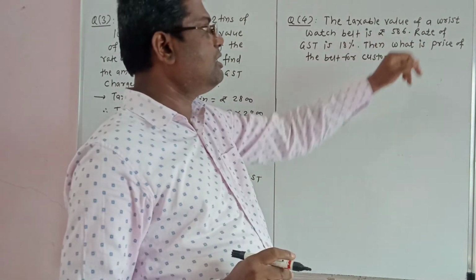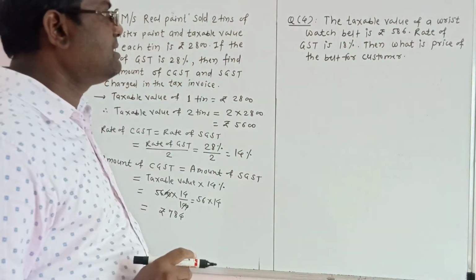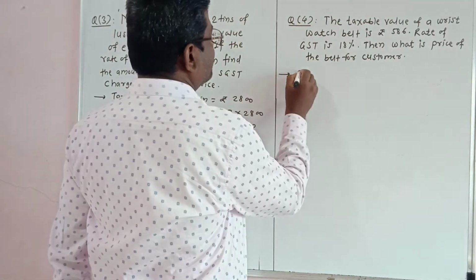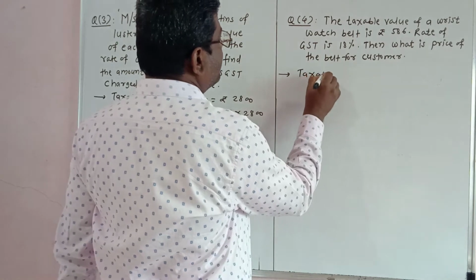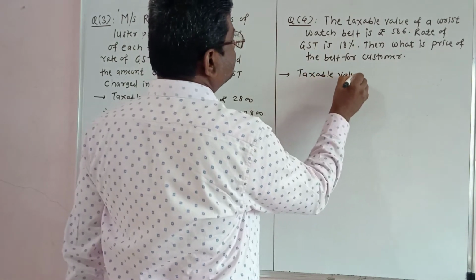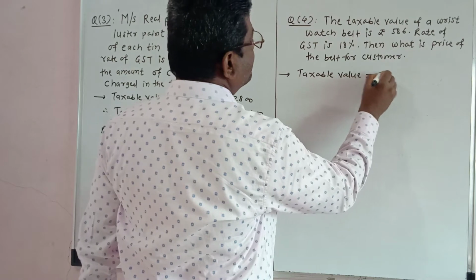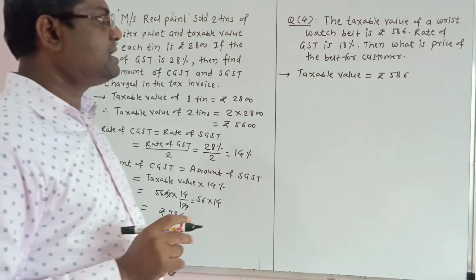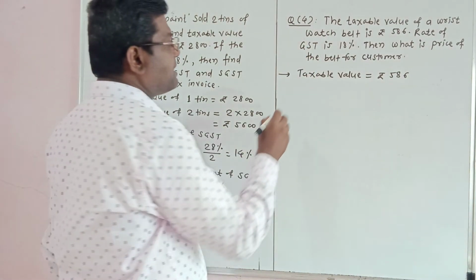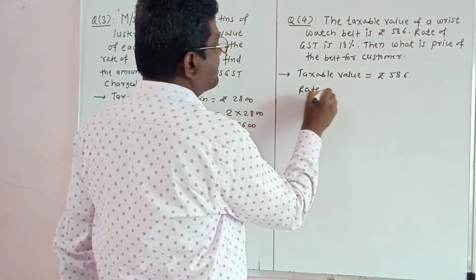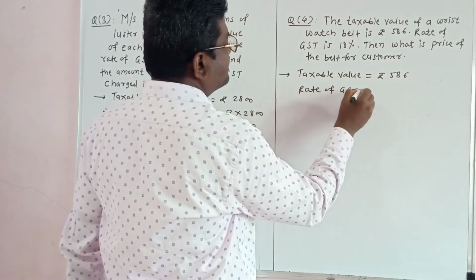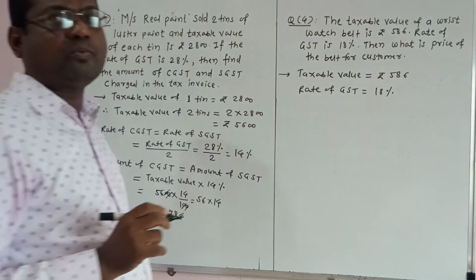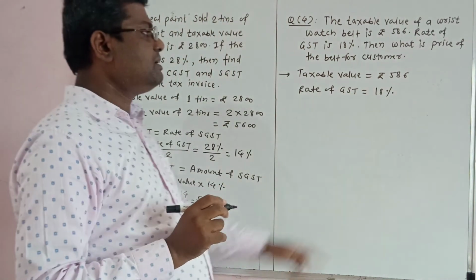Now example number 4. The taxable value of wristwatch belt is of 586 rupees. So we have given taxable value is equal to rupees 586. Rate of GST is equal to 18%. Now we have to find the amount of GST on this value.